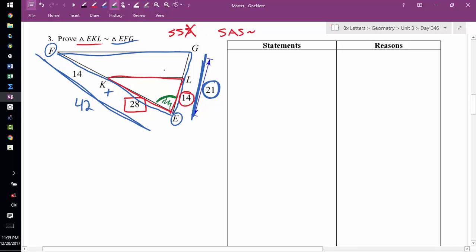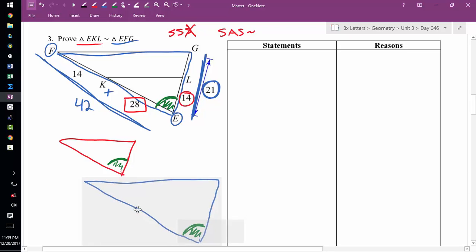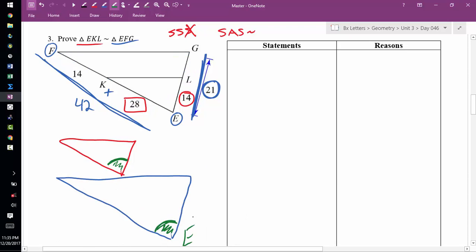Well, if you look at it, angle E in the red triangle is the same angle E in that blue triangle. They're both angle E, and they're literally the same angle. So you can clearly say angle E must be equal to itself, angle E, and that will be one of our statements. That will be our angle statement. So why don't we just start there?